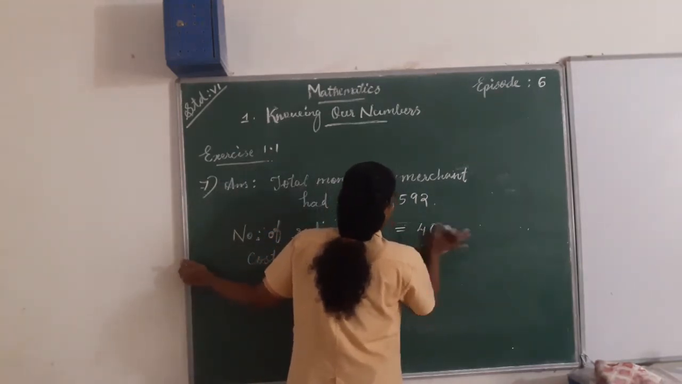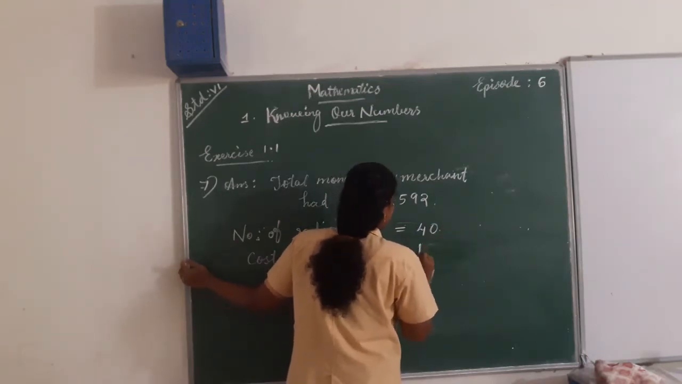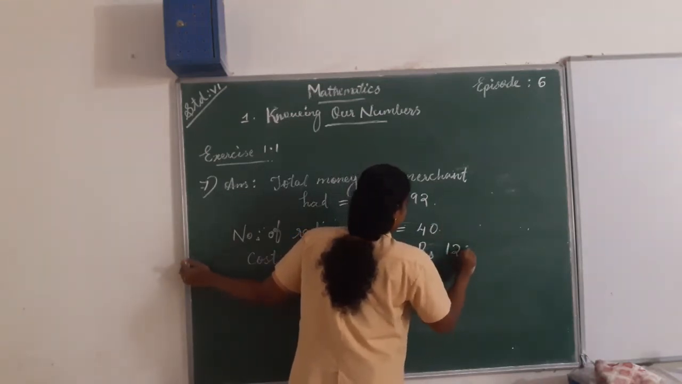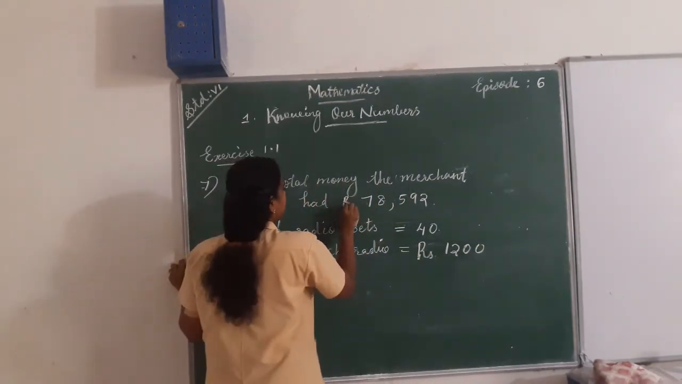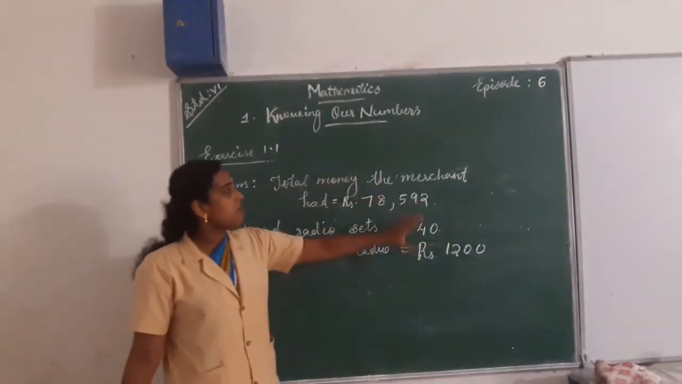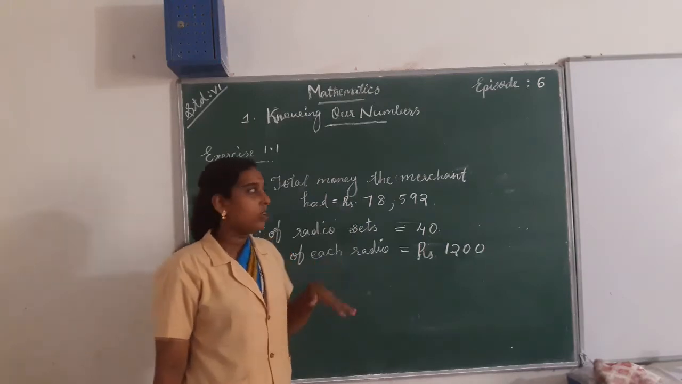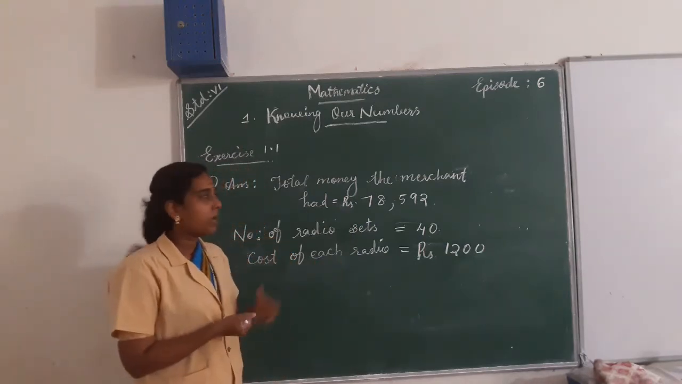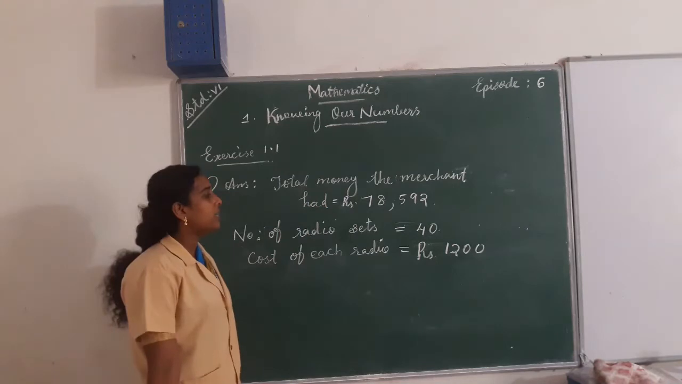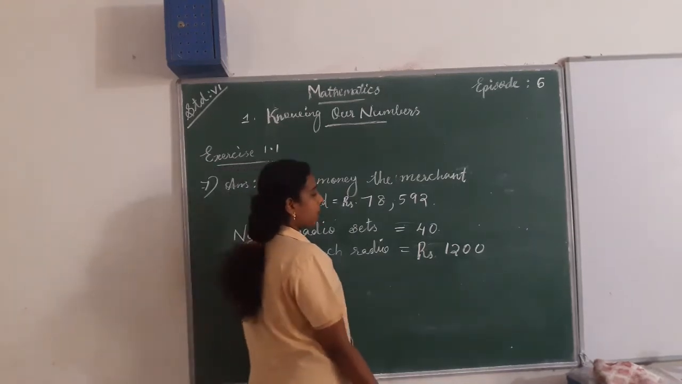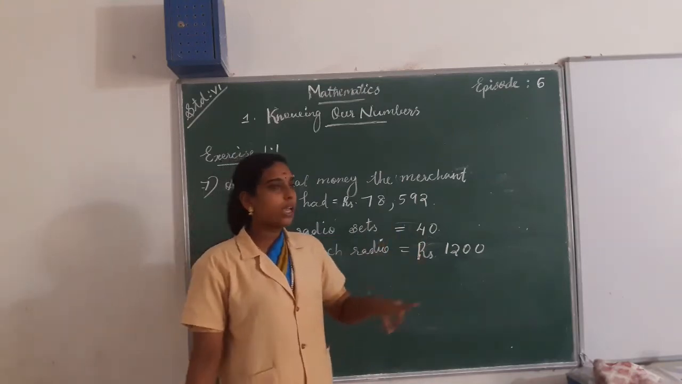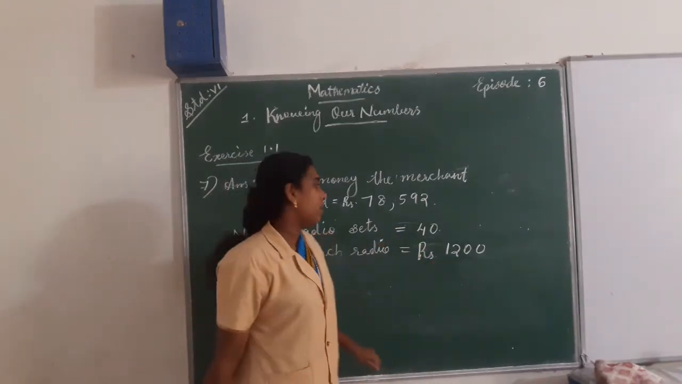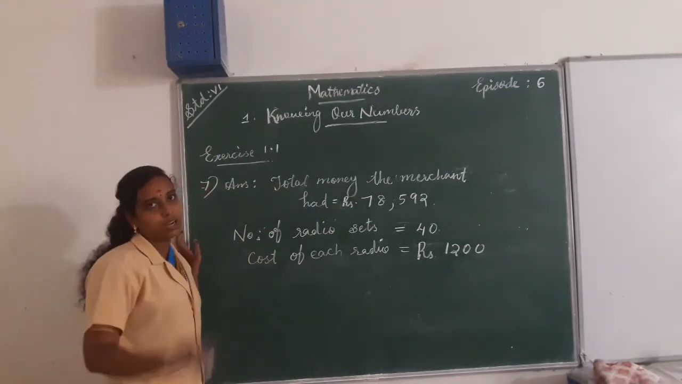1200 rupees. We can write rupees 1200. And this is rupees 78,592. These three values are given in our textbook, and we want to find the remaining money with the merchant. For finding remaining money, we want to find the total cost of 40 radios, because here is given only the cost of one radio, and we want to find the cost of 40 radio sets.